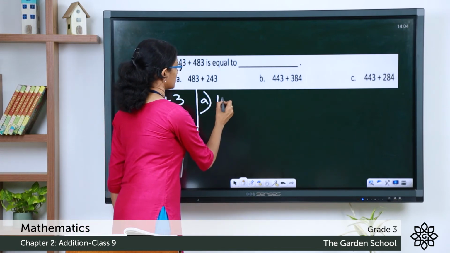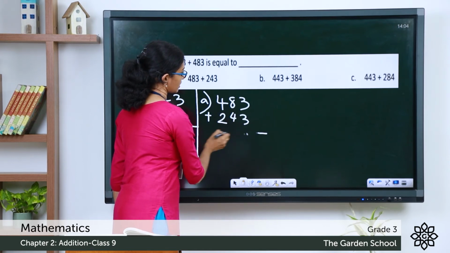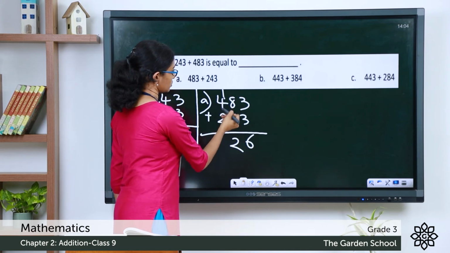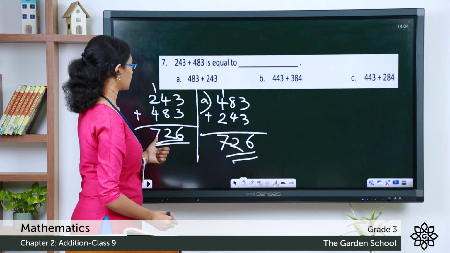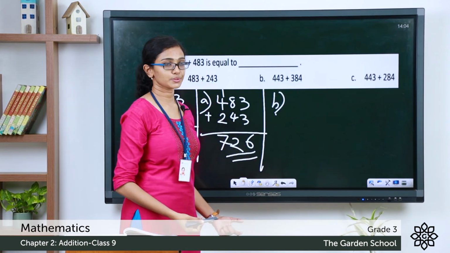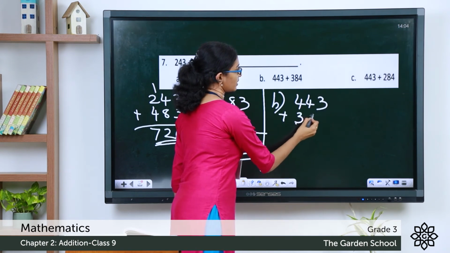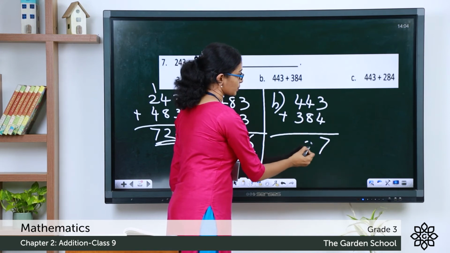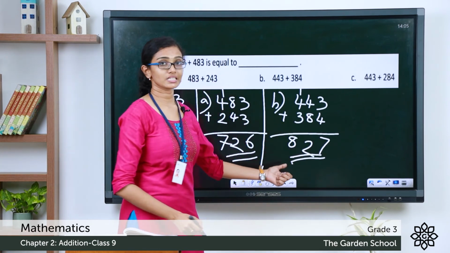So, the first addend 483 plus the second addend 243. Now, 3 plus 3 is 6, 8 plus 4 12, carry over 1, 2 plus 4 6 plus 1, 7. The sum is the same as the given sum from the question. Let's check the sum of the other options as well. 443 plus 384. 4 plus 3 is 7, 8 plus 4 12, carry over 1, 3 plus 4 7 plus 1 is 8, so 827. Is it the same as the given one?